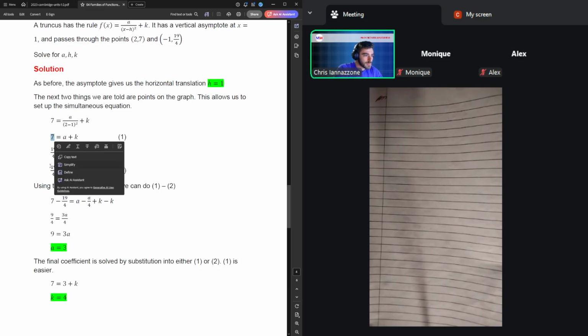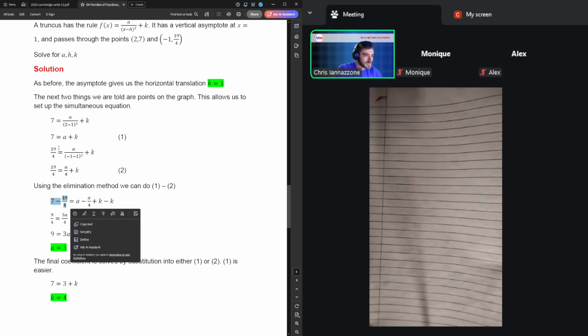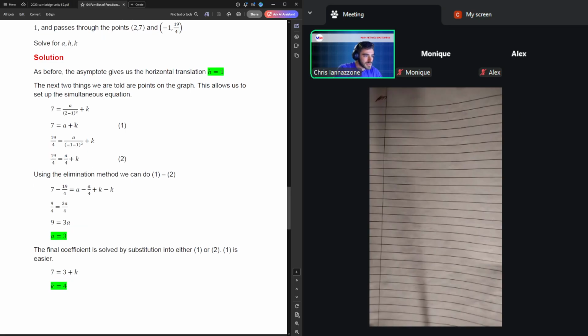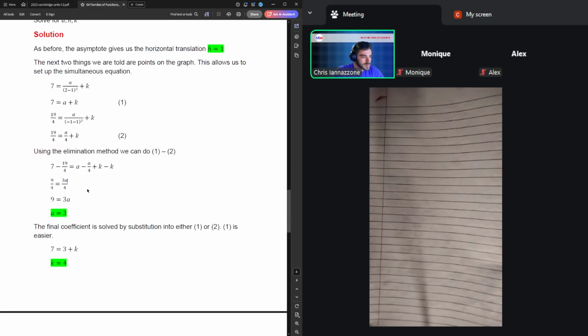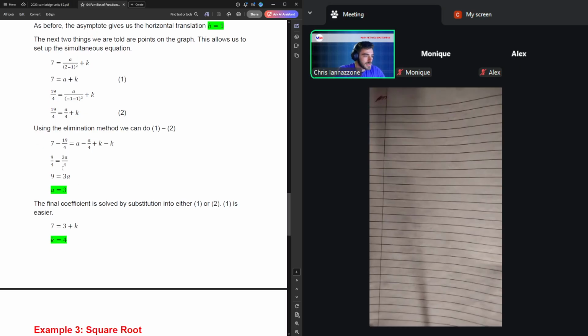So you're going to do 7 minus 19 on 4. That's that. A minus A on 4. That's that. And then finally, k minus k. That was the purpose of doing the elimination, right? You do the subtraction to cancel out those ks. Again, not the only way of doing things, but one of the more effective or fastest ways of doing it.